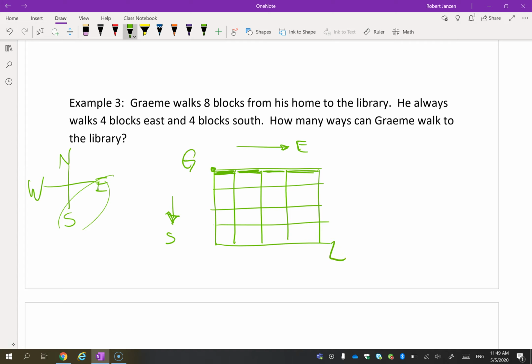How many ways can we get from Graham's place to the library? Well, here would be one way. You could go 4 south, 4 east, and that would be one way. You could go 4 east, 4 south, that would be another way. And then there's all these different ways we could go. There's many of them. We want to figure out how to do this without actually having to go through each one of the options.